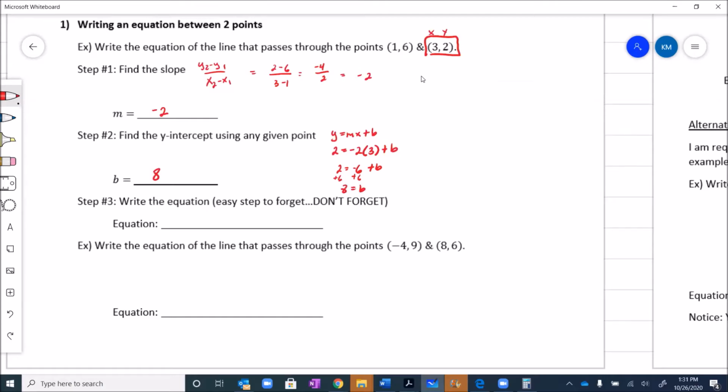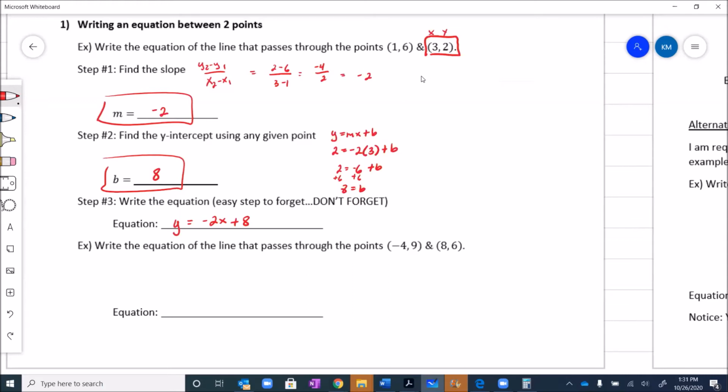So now we have our slope, we have our y-intercept, and we can write the equation. y equals -2x plus 8. Now this gets overlooked. A lot of times people will find the m, they'll find the b, and then they'll just move on to the next problem. Do not forget to write your final answer. Okay? So try that out on this next problem, without the steps being separated for you.